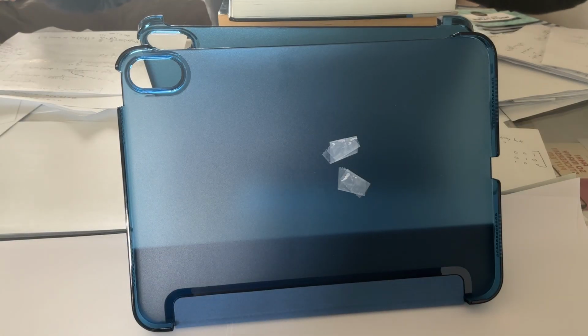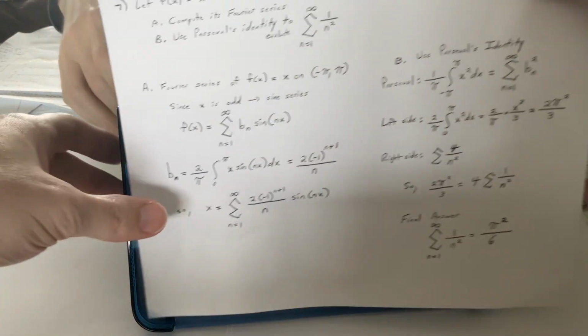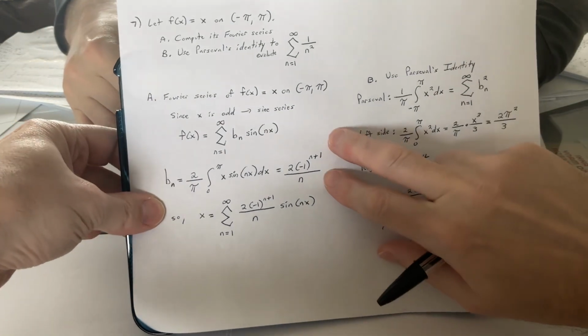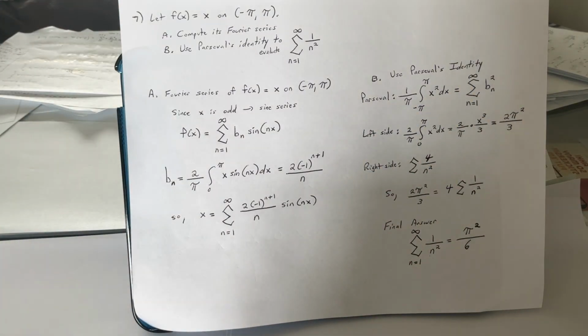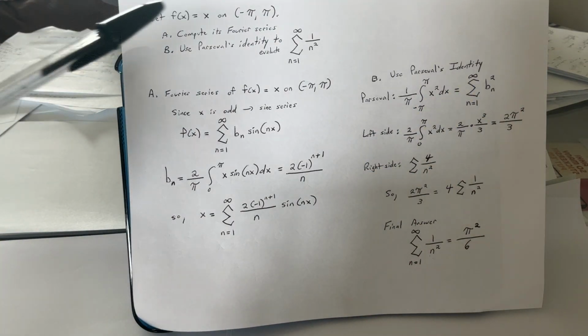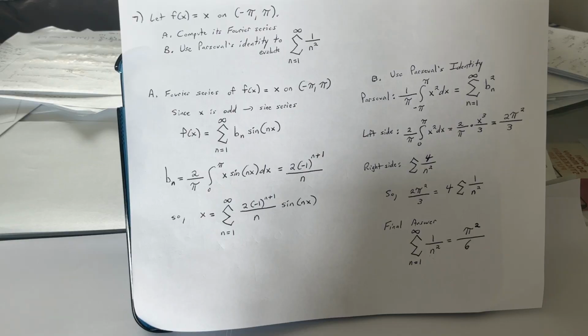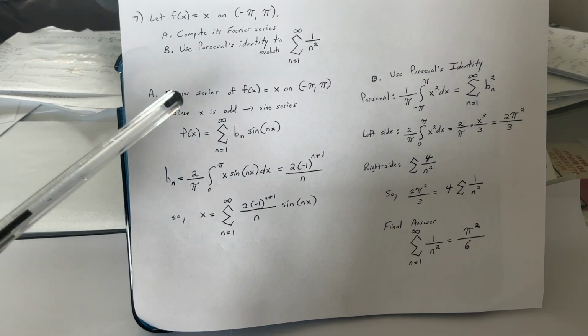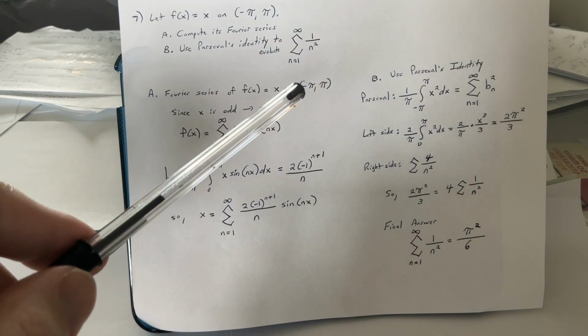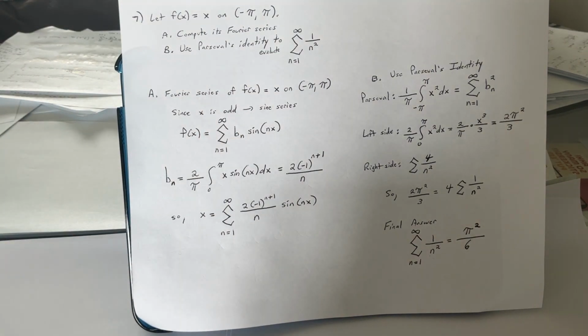So let's move along now. We have number 7. Let f of x equal x on the interval negative pi to pi. Part A, compute its Fourier series. If we're going to compute the Fourier series here, f of x equals x on negative pi to pi, this is odd. Since x is odd, we do a sine series.